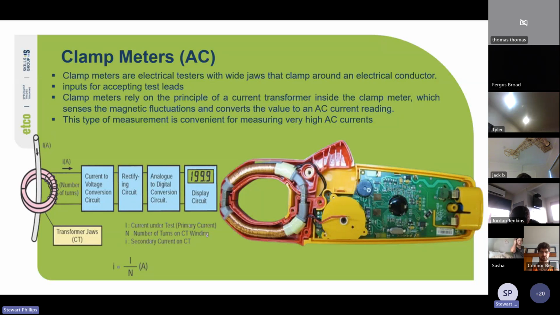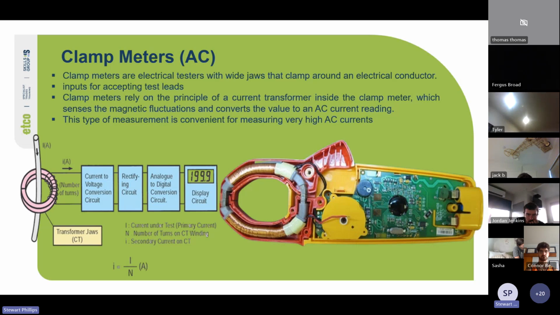So you've got the basics of the circuit there. You've got the wire going through the coil with a number of turns on it. Then a current to voltage conversion circuit, a rectifying circuit, analog to digital conversion circuit, and then a display circuit. So I, current under test, primary current, N number of turns on CT winding, I secondary current on CT. So there's a lot that goes into it when you cut it open.